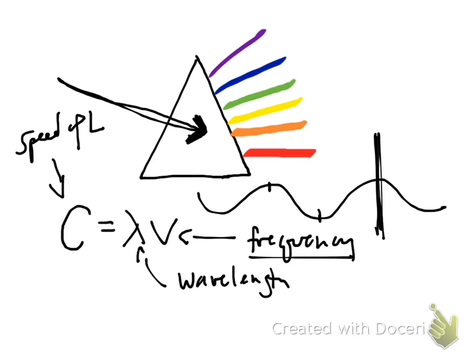Wavelength, the other piece that you were thinking about, is the distance from one trough to the next trough, or one crest to the next crest. Slightly different. So when the wavelength increases, the frequency decreases. The longer that wave is, the fewer of them will hit that point every second.